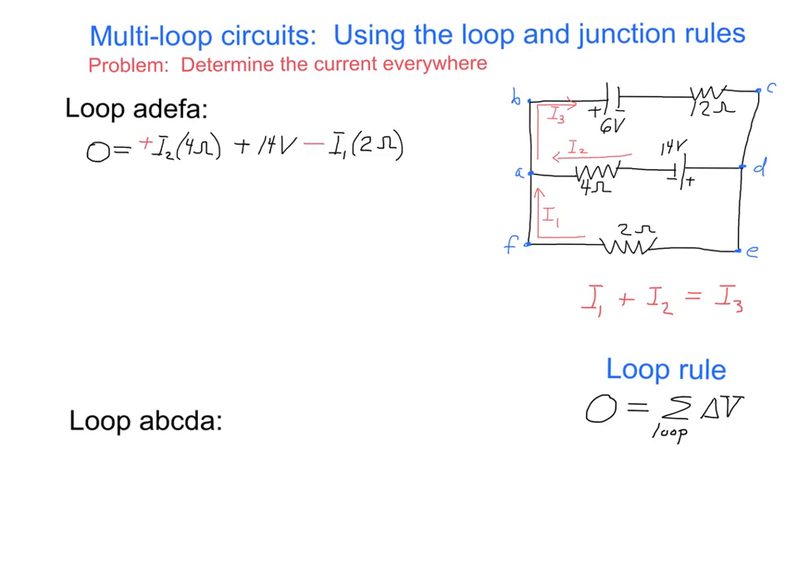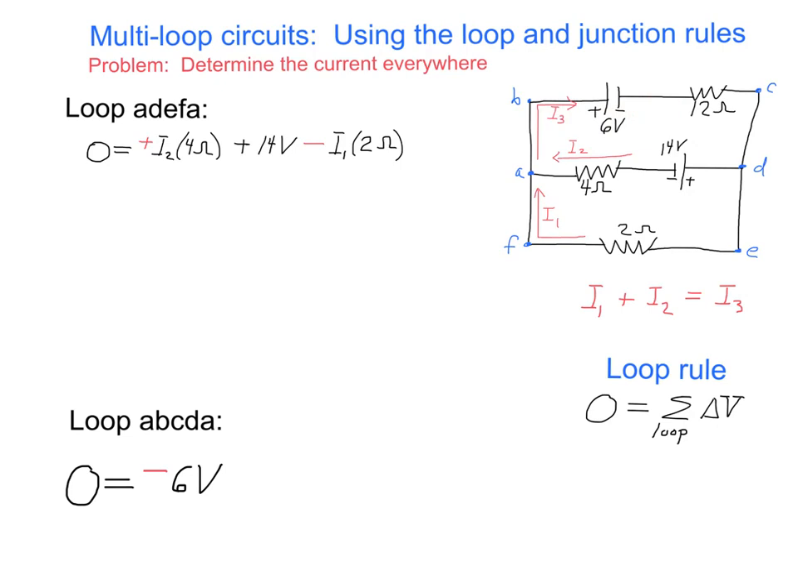Now let's apply the loop rule to another loop starting at A, but this time we'll go from A to B to C to D and back to A. So we're going to apply it to this top loop in that direction. Starting at A, following this direction, we drop 6 volts as we go across the 6-volt power supply from high potential to low potential. So that's a potential change of negative 6 volts.